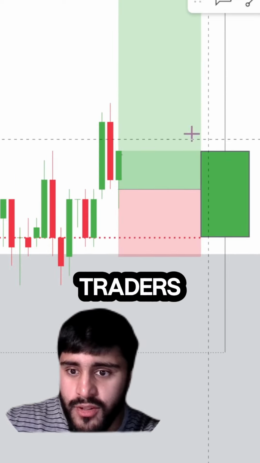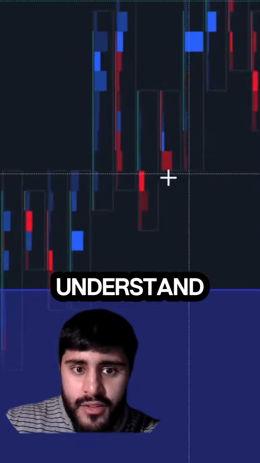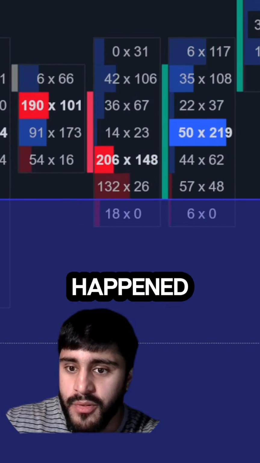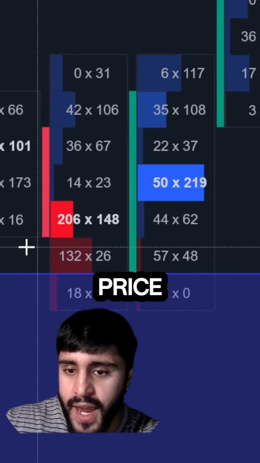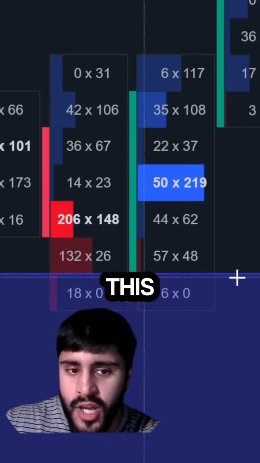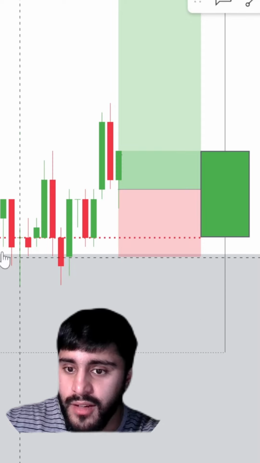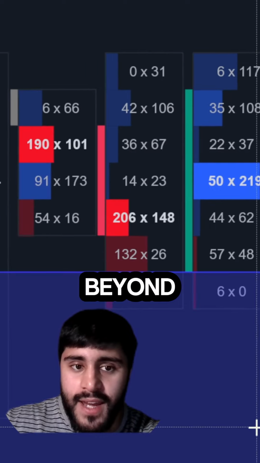Now I want to ask traders why this was a high probability entry, right? So if we understand the real why behind the markets, we can begin to see what happened. Now, I want traders to understand one thing over here, right? Look at how price behaved at this exact level. So this blue box is exactly the same as the box you see over here. It's the same key level. But what advantage do I have beyond any other trader, right?